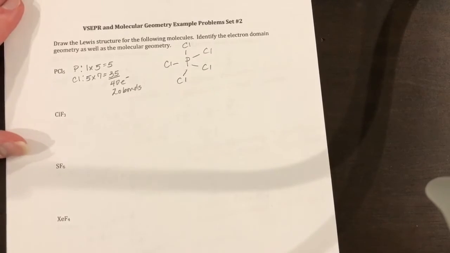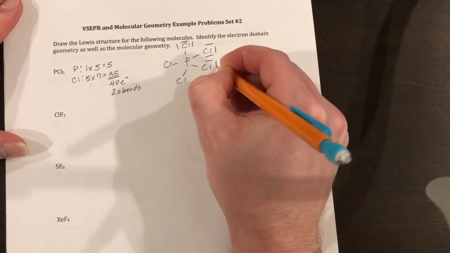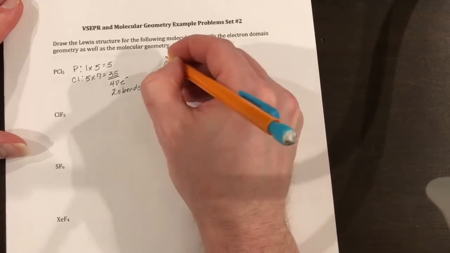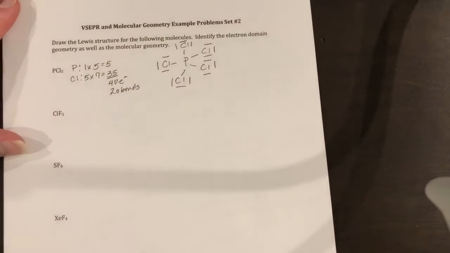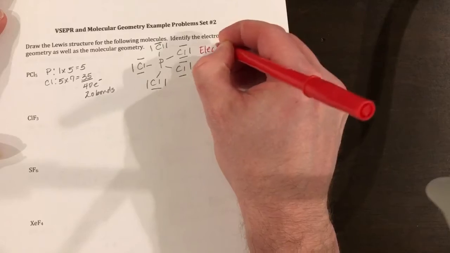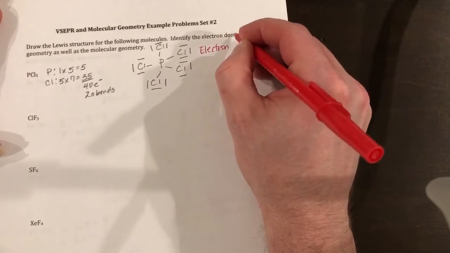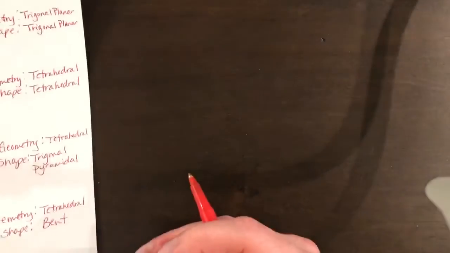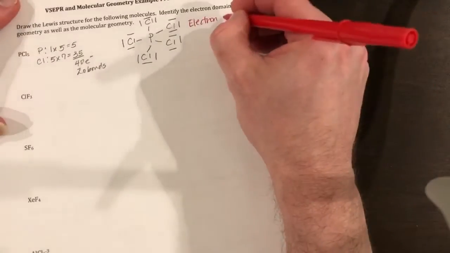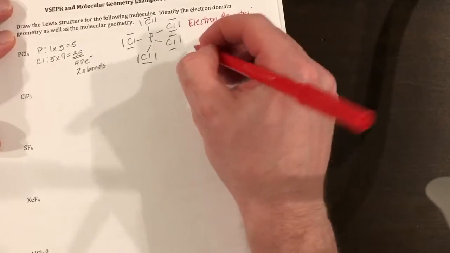Now I gotta go fill in my electrons. So chlorine is usually gonna have 3 lone pairs, so I'm gonna put 3 lone pairs on each one. And then phosphorus has to have 5 electrons, so it has 5 bonds. So this is your Lewis structure. Okay, so if I'm gonna do my electron geometry, the last one. And then we're going to do molecular geometry.